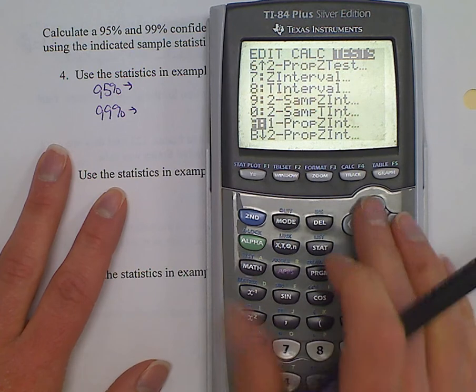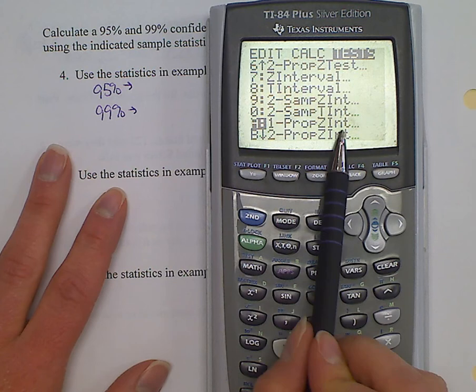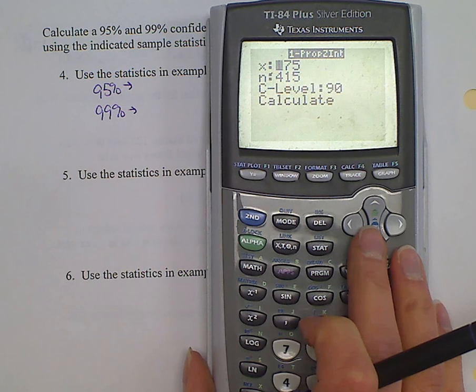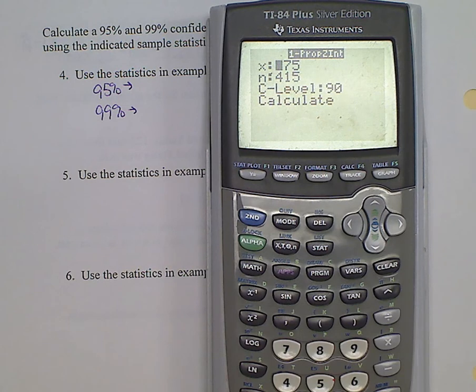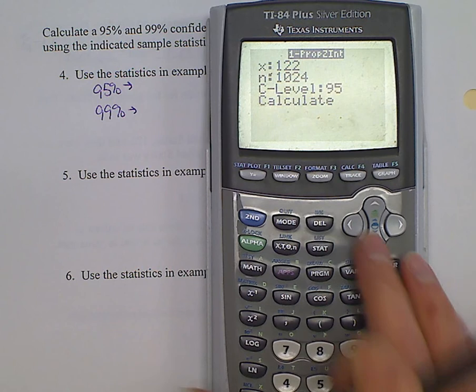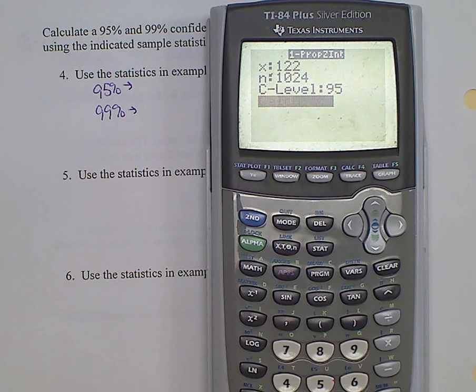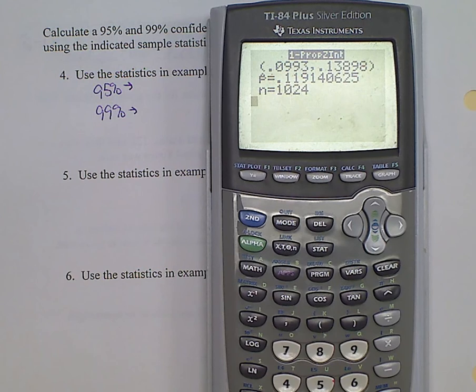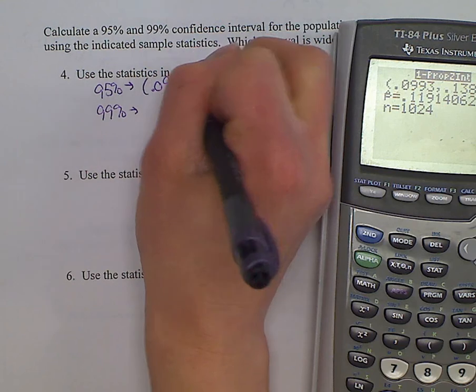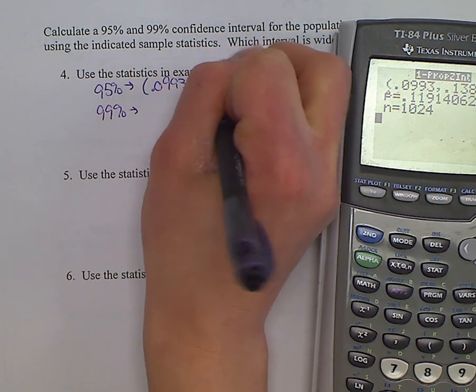Here it is, one proportion Z interval. It is option A. So back in number 1, it said that X was 122 and N was 1024, and our confidence level, we want to start with 95. We go to calculate, just write down exactly what the calculator gives you. We get 0.0993 to 0.13898.